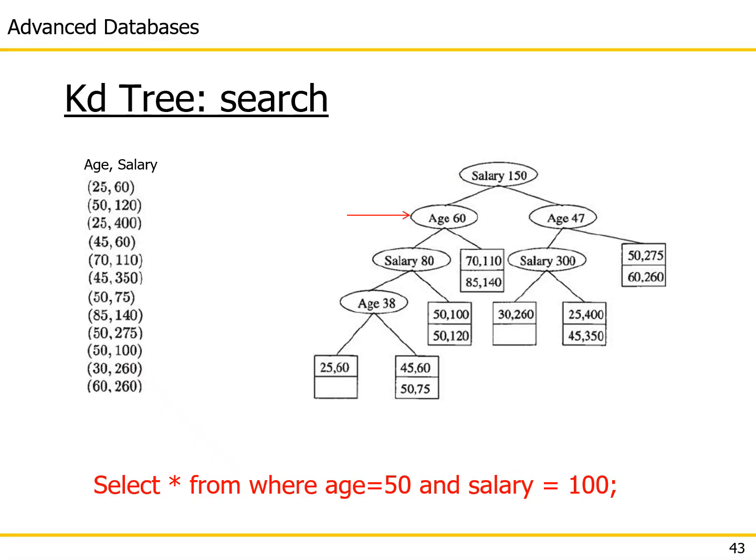Now you have to look inside the node to figure out what dimension it represents, and it represents age, and you're asking for age equal to 50, and this is age 60, so you go left. Now it says salary 80 and you're looking for salary 100, so go right. As you see here, a node could have at most 2 children, and those children could either be another node or a pointer to a page on disk. Okay?